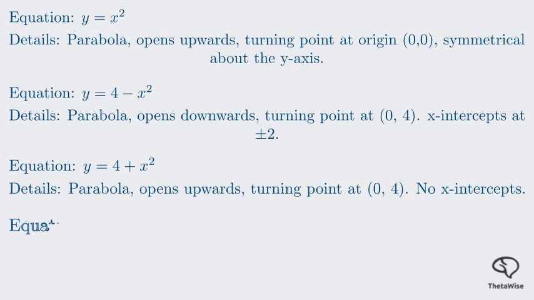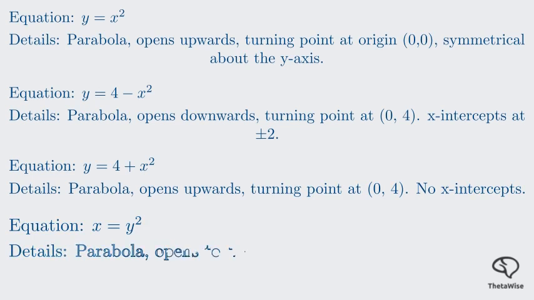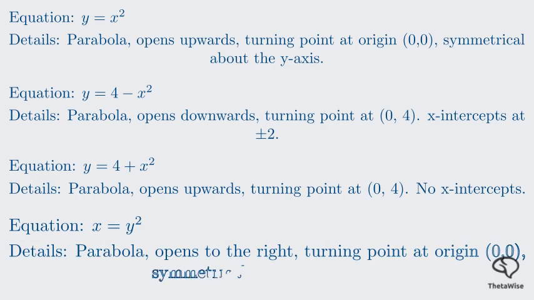Let's change focus to x equals y squared. This is a parabola of the form x equals ay squared. The coefficient of y squared is 1, which is positive, so it opens to the right. The turning point is at the origin, (0, 0), and it's symmetrical about the x-axis.